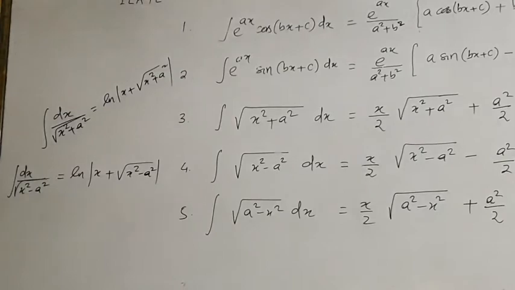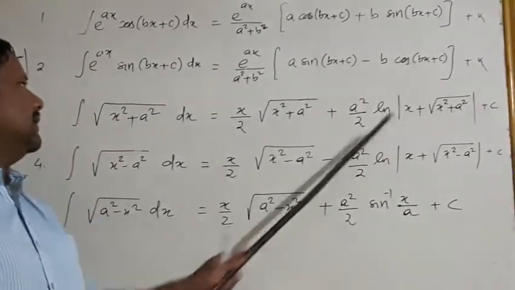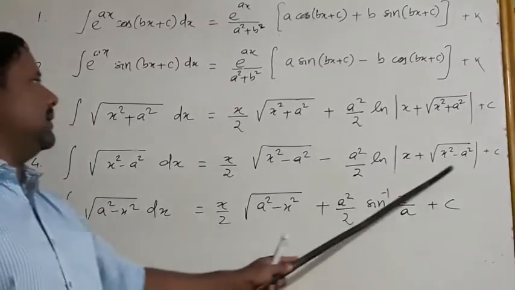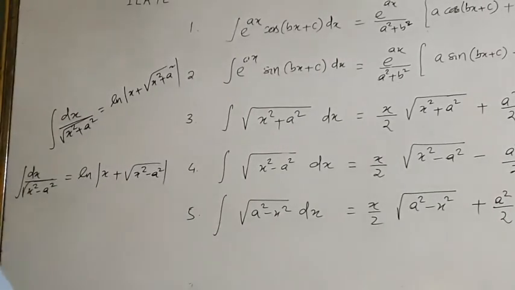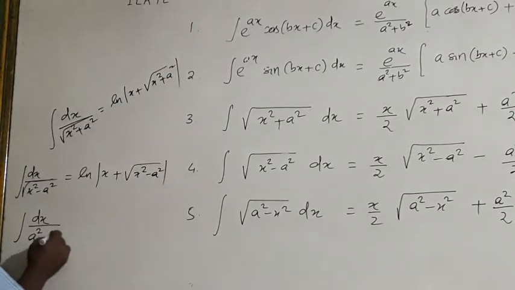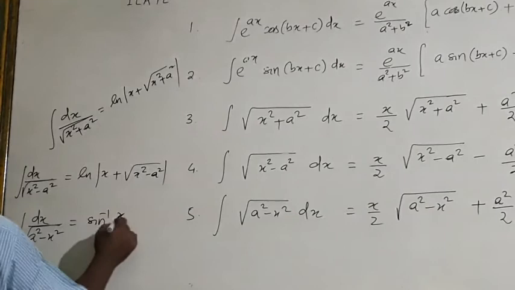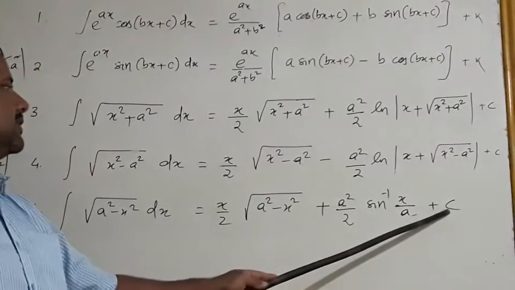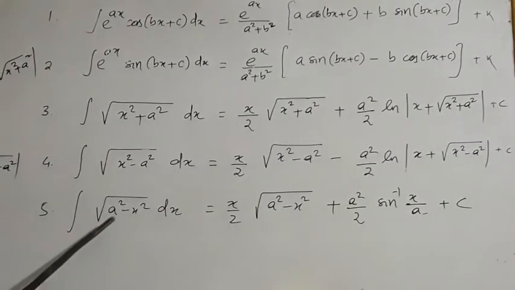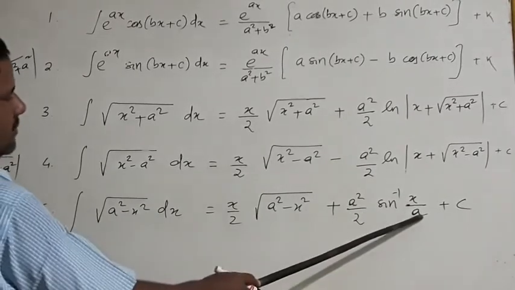There, look at that. I am writing it: it is a square by 2 ln this. It is minus a square by 2 ln this. Plus c. Now you know what is the integration formula of dx by root over a square minus x square. It is sine inverse x by a. So I am writing here a square by 2 sine inverse x by a. Look at here. For a square minus x square, it is plus sine inverse x by a.